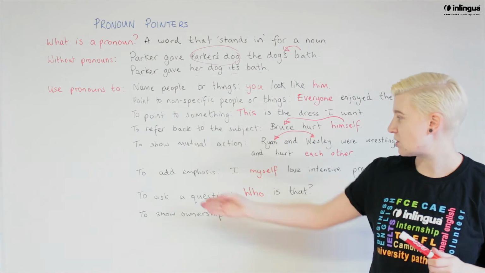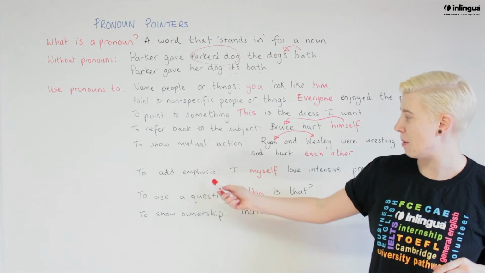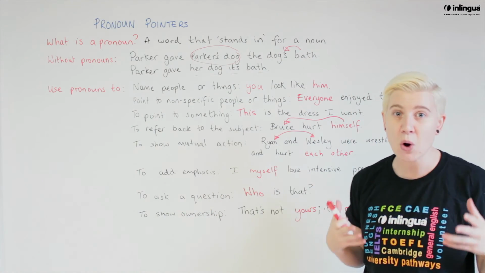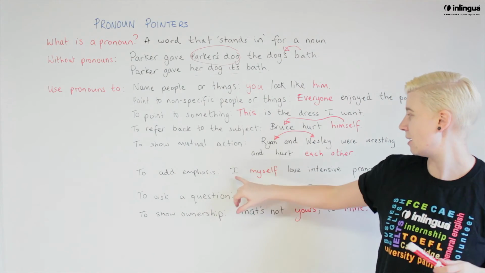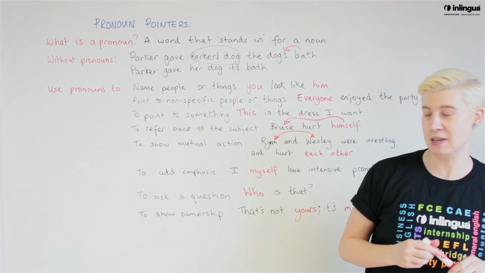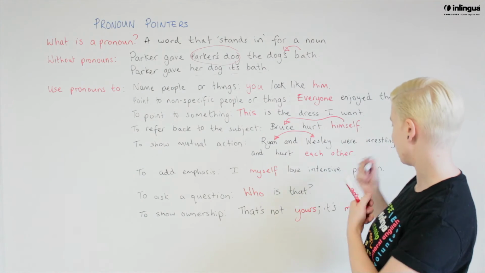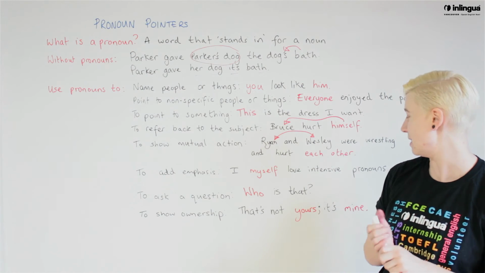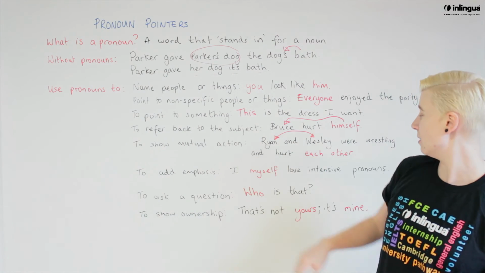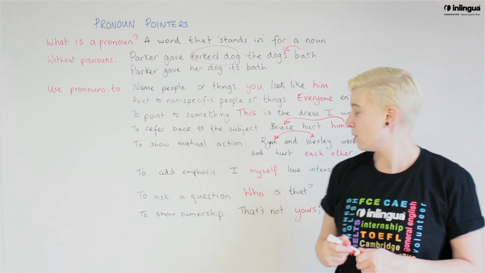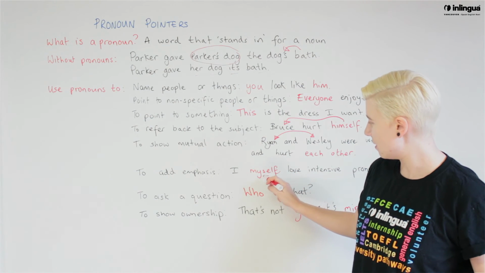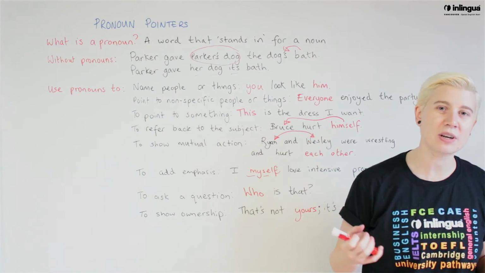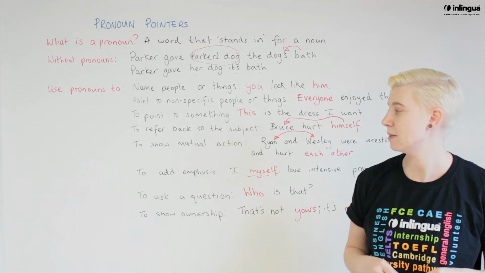We can use pronouns to add emphasis. Remember, emphasis is when we make something more important, make it sound more exciting in a sentence. I myself love intensive pronouns. I should have an S on the end, sorry about that. There we go. I myself love intensive pronouns. Instead of saying, I love intensive pronouns, we can add in this pronoun here, myself, and make the sentence more dynamic, more exciting, more dramatic.